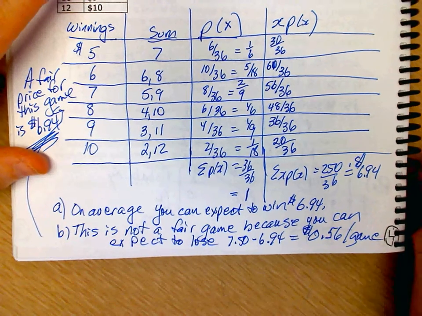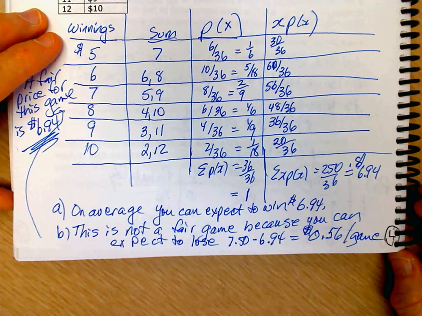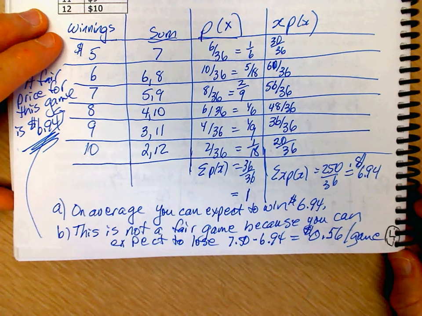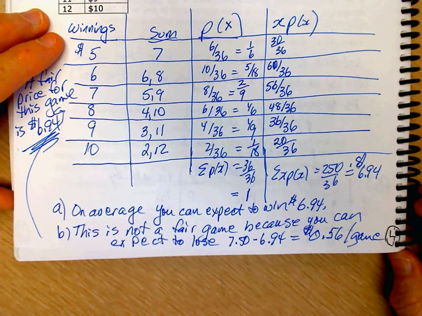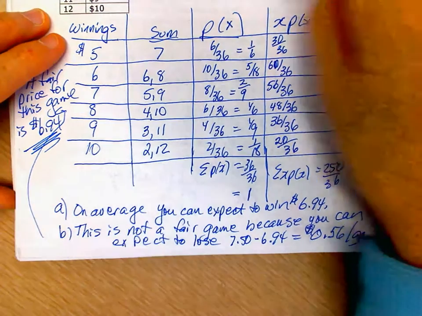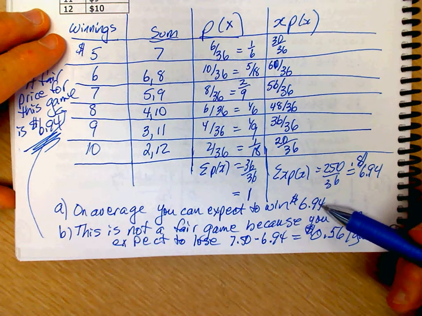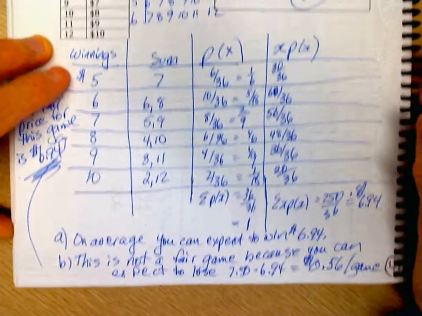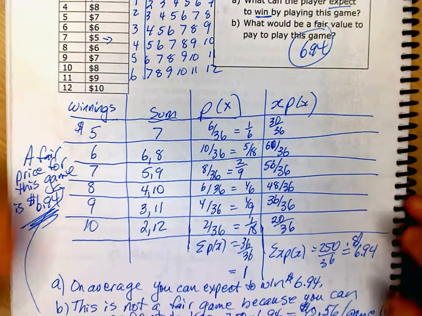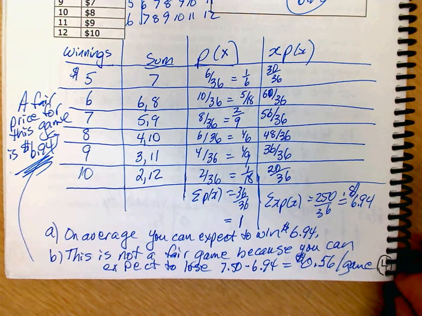Can I explain anything better? So you calculate on average what you expect to win. In this case it was $6.94. That's lower than the price you pay to play the game, so it's not a fair game. We'll do one more example.